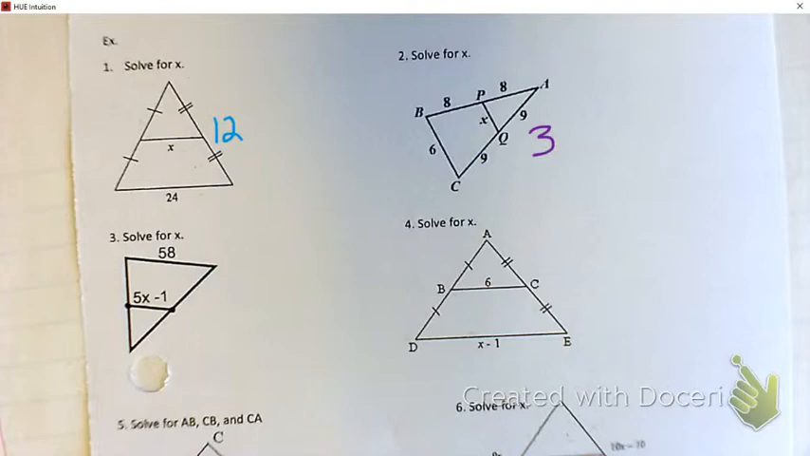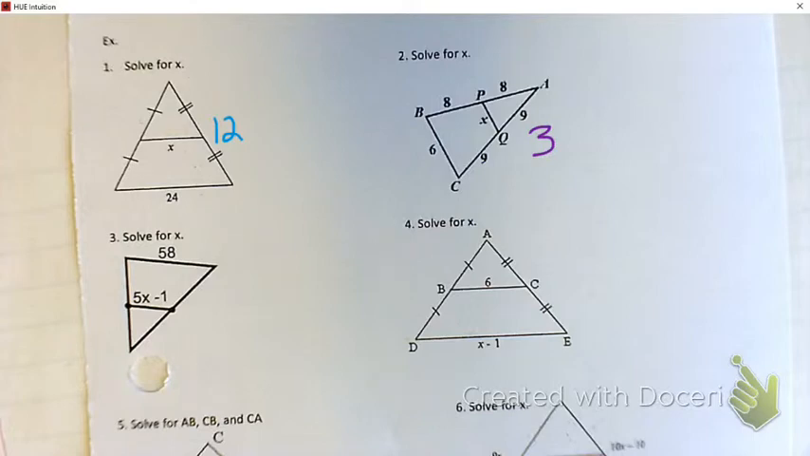Alright, so let's look at number 3, because this is a little different. Okay, the long side is 58. And the short side is 5x minus 1. And we're trying to find x. So what would this short side be if that long side's 58? How do you find it?